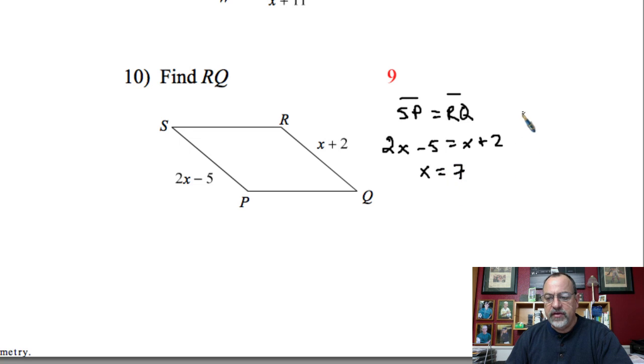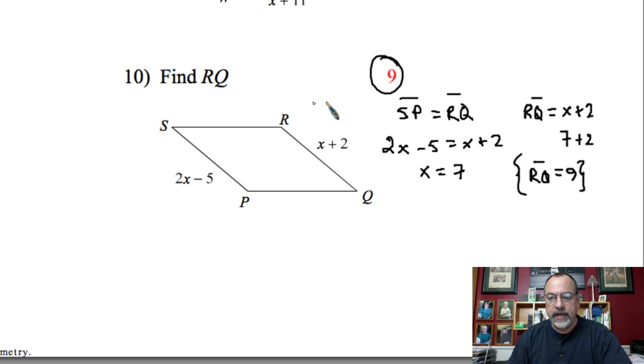Now that I have the value of x, I can use the fact that RQ is equal to x plus 2 and substitute in that value of x of 7, so RQ would be equal to 9. That would be my solution, and again I can check my answer. Alright, so that's the property that says opposite sides in a parallelogram are congruent.